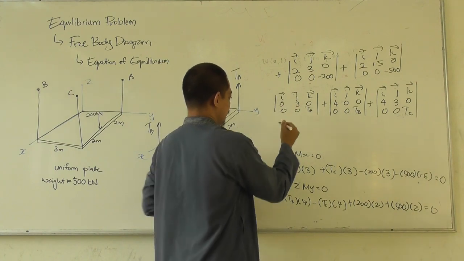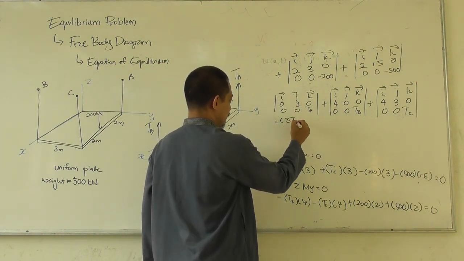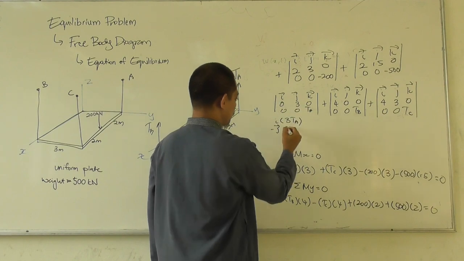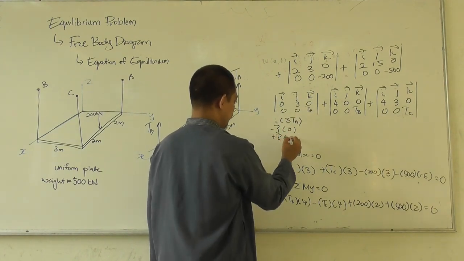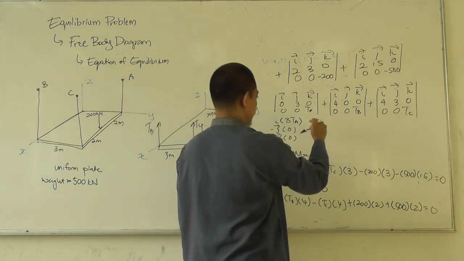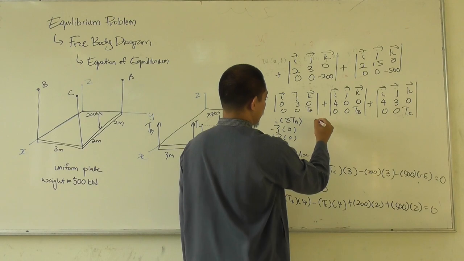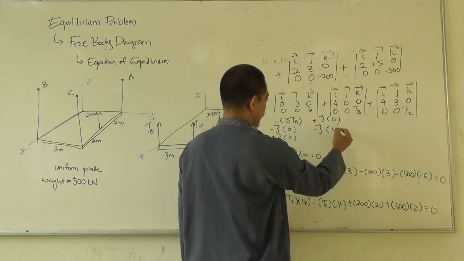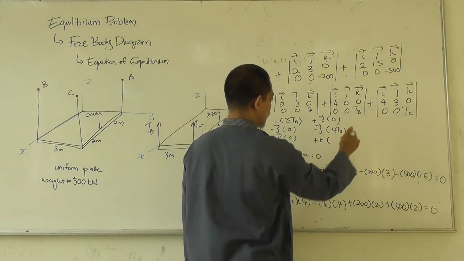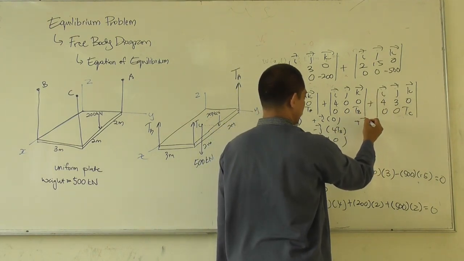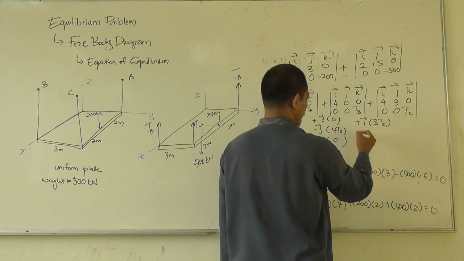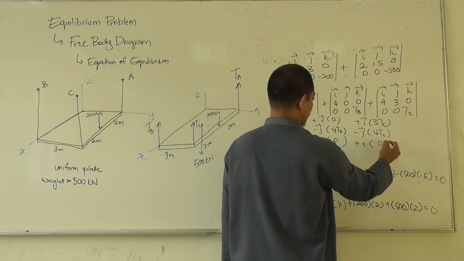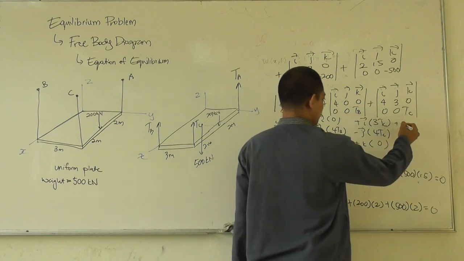If you calculate this one, for example, for i it will be 3PA and 0, right? For j minus j 0 0 plus k 0, right? And then this one, so I write correct, okay, right here, plus i 0 0 j minus j 4TB plus k 0. And then this one plus i 3TC minus j 4TC plus k 0.